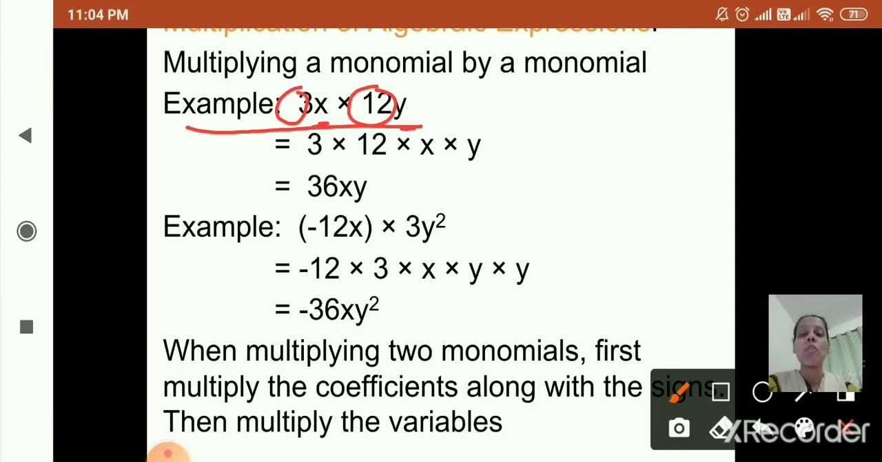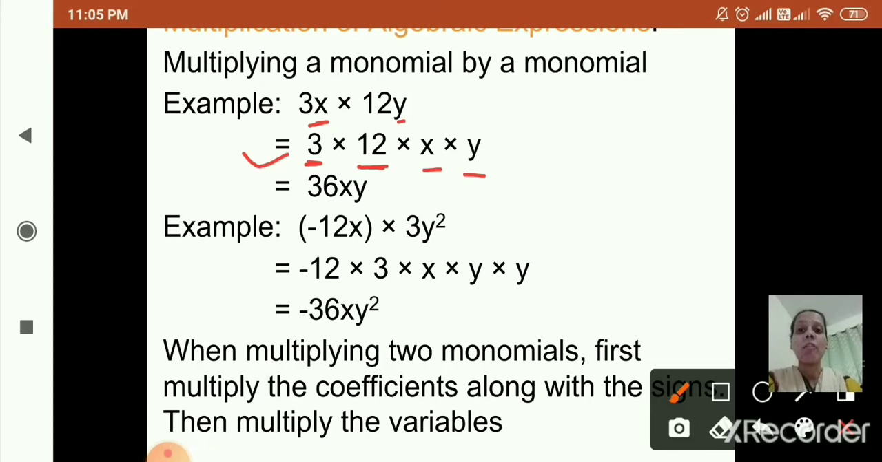Okay, so in this example, 3x multiplied by 12y, what will we do first? We will multiply the coefficients. Which are the coefficients here? 3 and 12. So see here in this step, first we will multiply the coefficients, 3 multiplied by 12. Now we will multiply the variables. Which are the variables? x and y. So x multiplied by y. Hope you are clear with this.